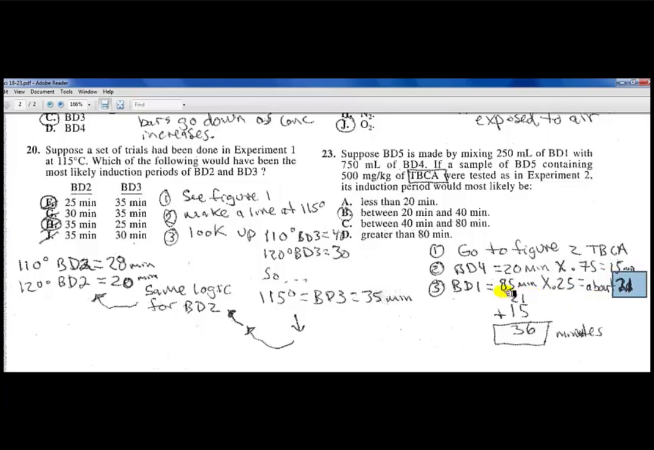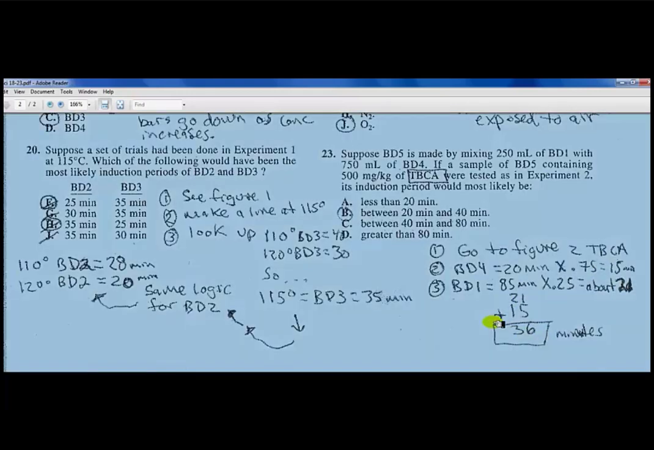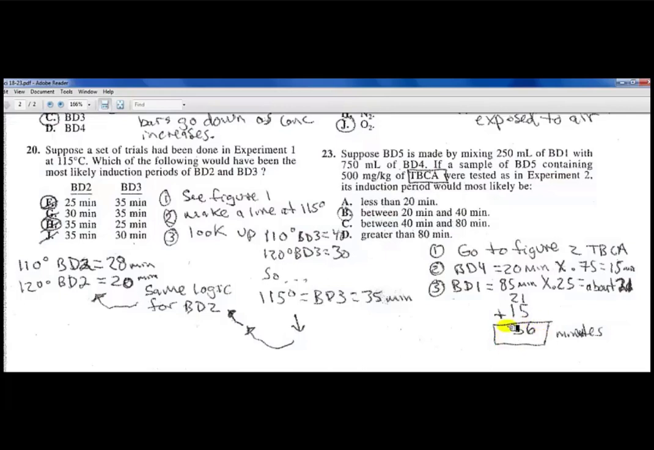We add both of those together here. 21 minutes from BD1 here, and 15 minutes from BD4. We add those together. That gives us roughly 36 minutes. The answer is going to have to say something right around 36 minutes.